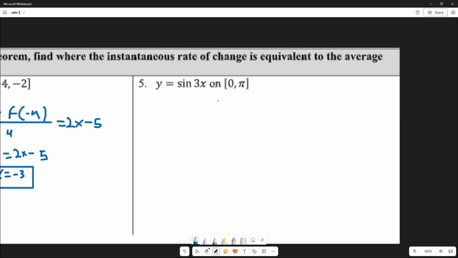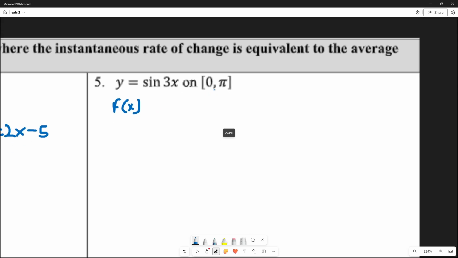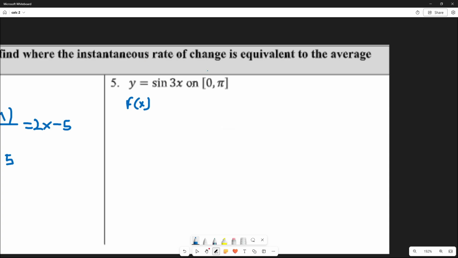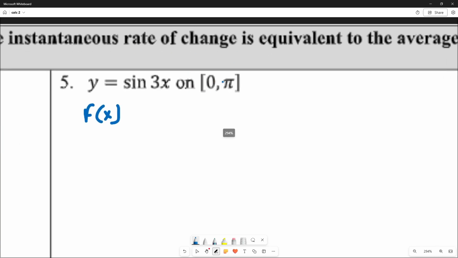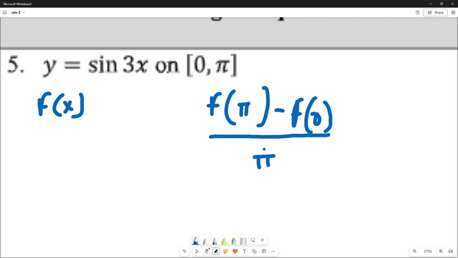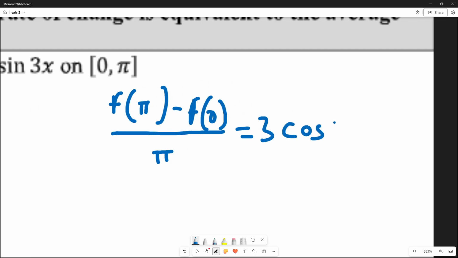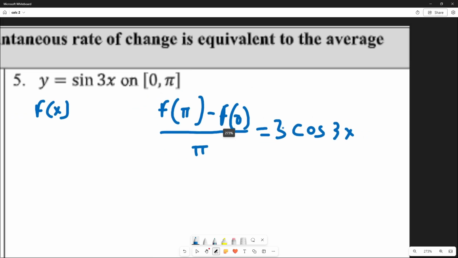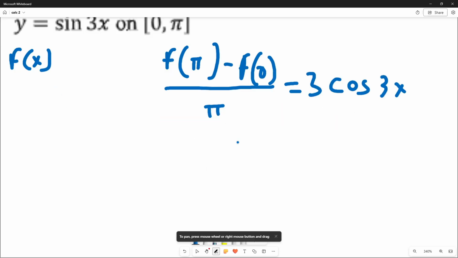And then we'll go on to number 5. And then I'm going to do the same thing, just do y as f of x. And then it's making us find the mean value theorem derivative and average rate of change on the interval of 0 to pi. So we're just going to do f of pi minus f of 0 over pi. And then I'm going to equal that to the derivative, which is just 3 cosine 3x. And then I'm just going to quickly plug that in. So let me do that. After doing so, you're just going to get 0 as the average rate of change.